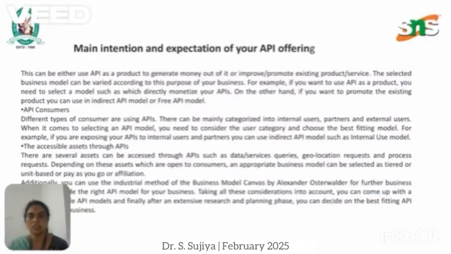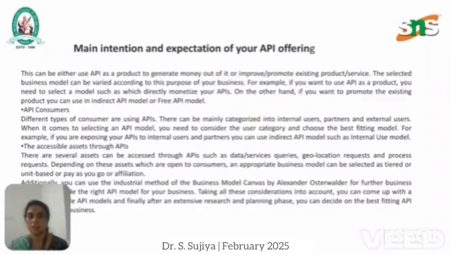The main intention and expectation of an API offering is that you can either use the API as a product to generate money, or use it to promote existing products and services. The selected business model can vary according to the purpose of your business. For example, if you want to use the API as a product, you need to select a model which directly monetizes your API. On the other hand, if you want to promote an existing product, you can use an indirect API model.